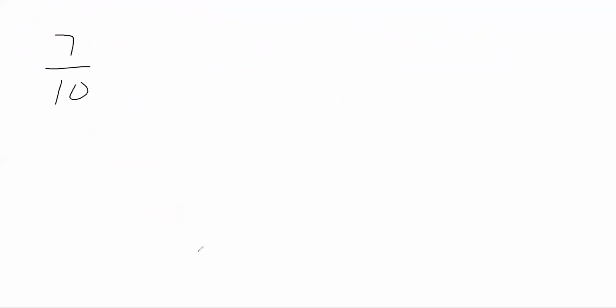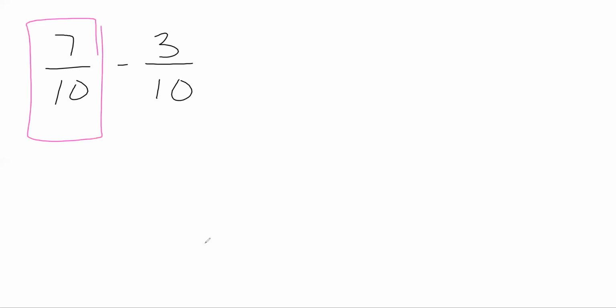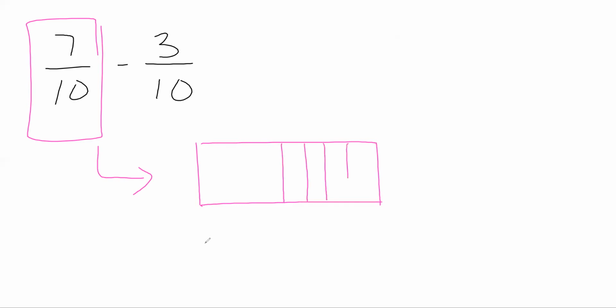Let's go ahead and start with 7/10. We're going to take 3/10 away. So again, if you think about those steps, step one, we just want to model our first fraction. So our first fraction here is 7/10. I'm going to draw a model and cut that into 10 pieces because that's what my denominator says. 1, 2, 3, 4. And then we're going to shade in 7 of them. So let's change colors for that. 1, 2, 3, 4, 5, 6, and 7.